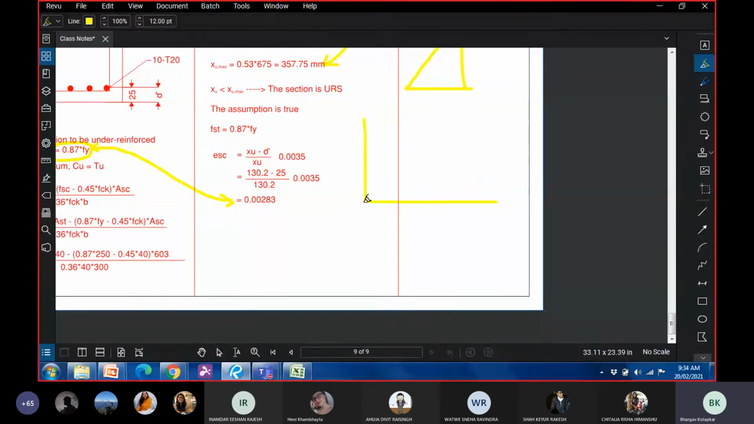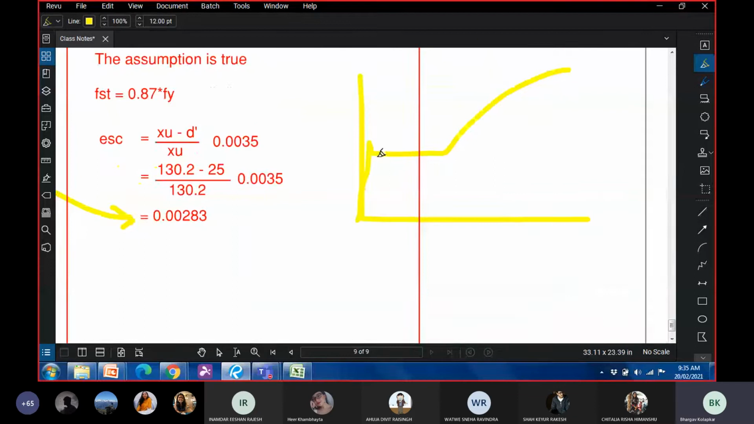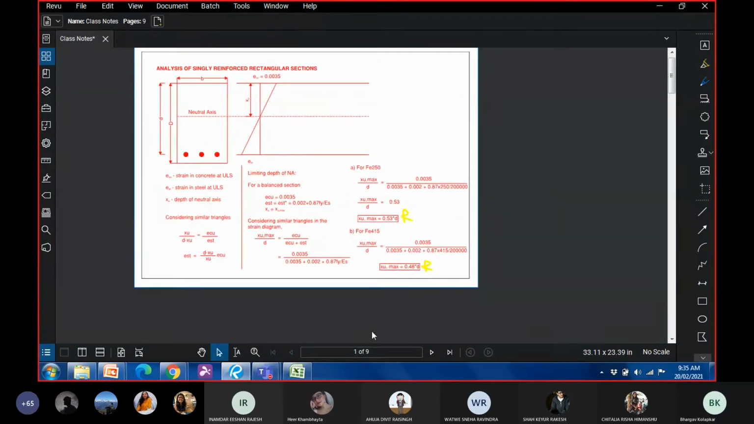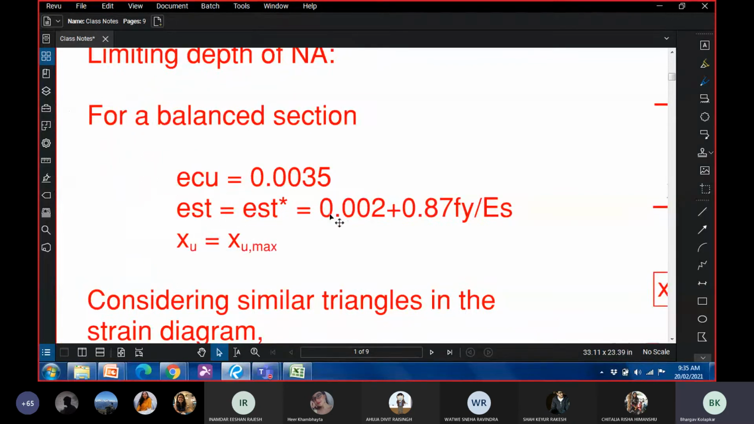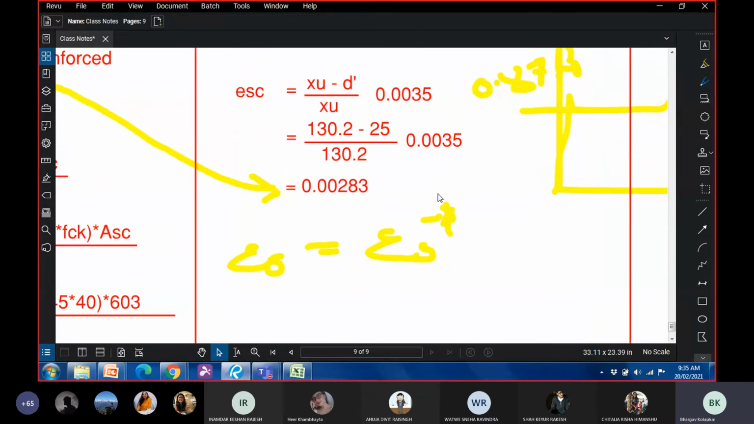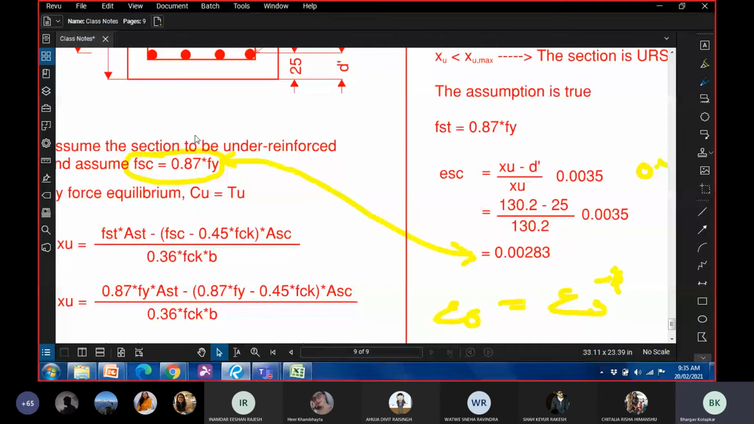Now if we look at our stress strain curve, we have assumed that this value of stress is 0.87 Fy. So this happens only when our strain, that is epsilon S, is equal to epsilon S star. I hope you remember this epsilon S star. Just a quick reminder, epsilon S star is equal to 0.002 plus 0.87 Fy by ES, meaning that the steel has yielded and therefore we can say that the stress in steel is 0.87 times of Fy. So if this value of epsilon SC is greater than epsilon S star, then our assumption is correct that FSC is equal to 0.87 times of Fy.